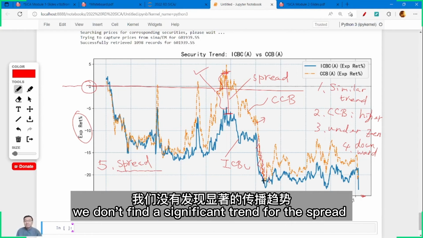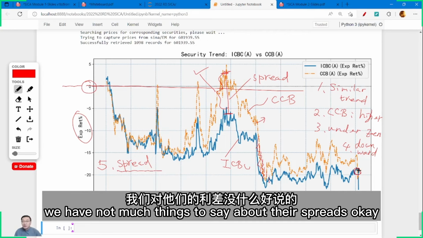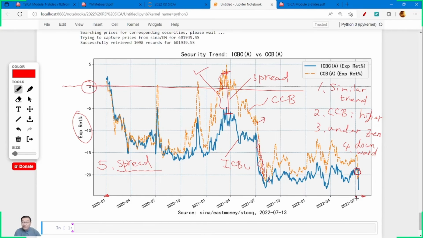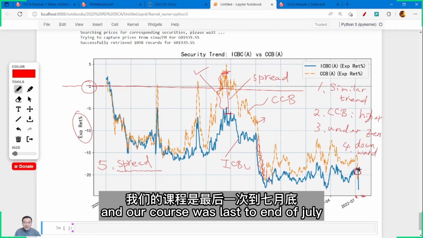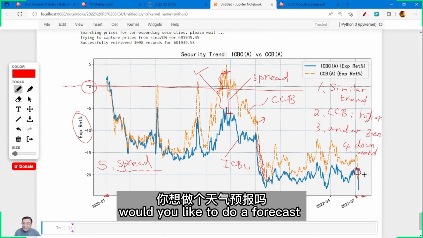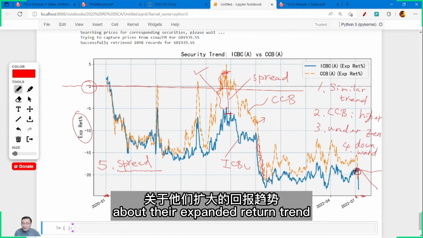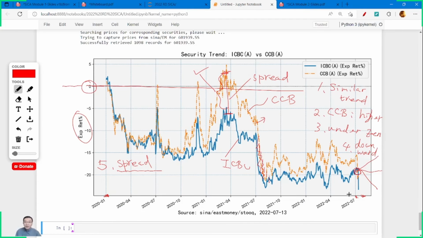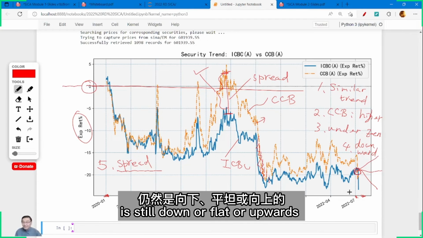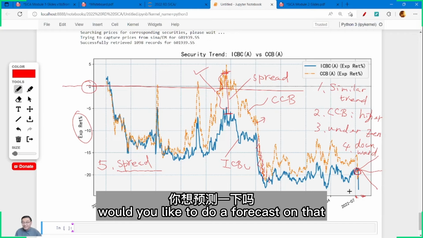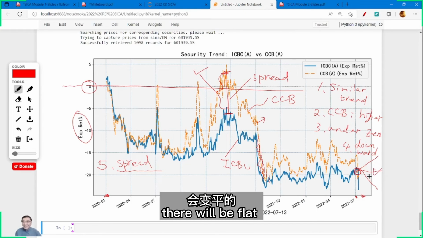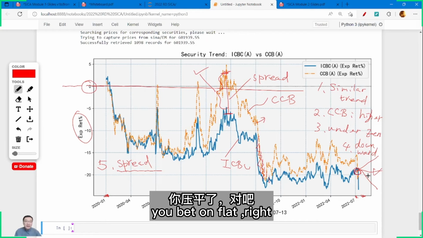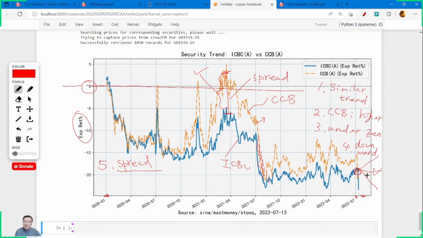Okay. And I expect you to do a forecast as well. Now it's July. Our course will last to the end of July. Would you like to do a forecast about their expanded return trend? Is it still down, or flat, or upwards? Would you like to do a forecast on that? I think they will be flat. Flat. You bet on flat, right? May I know your justifications for your forecast of flat?